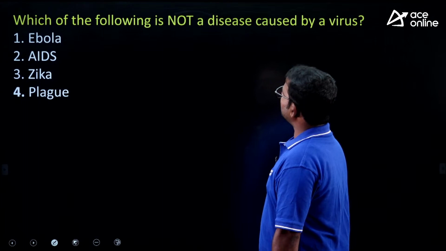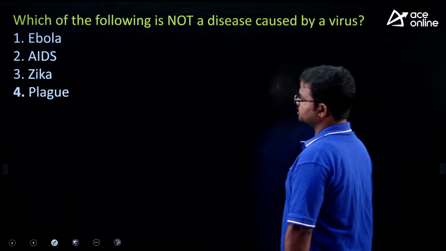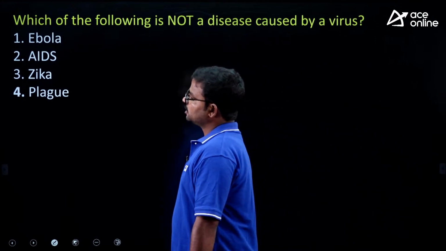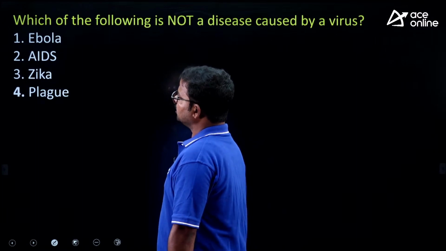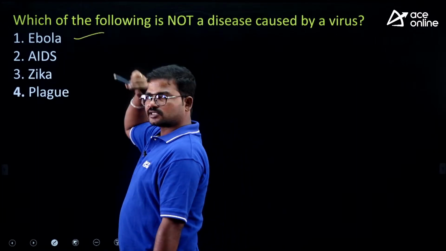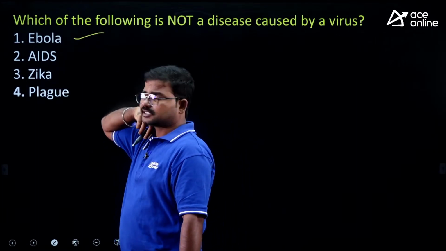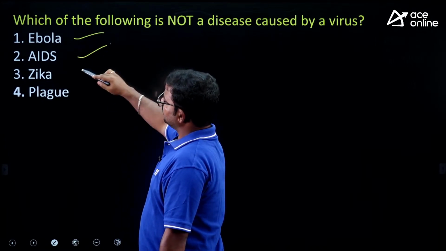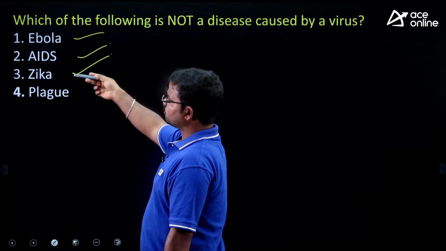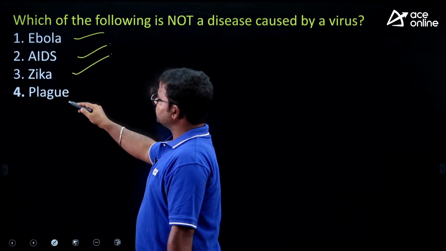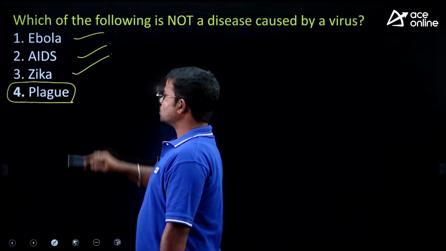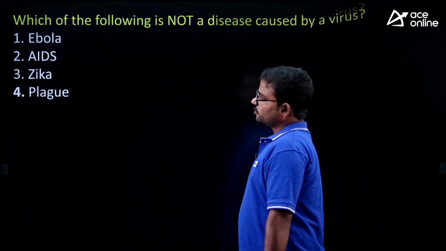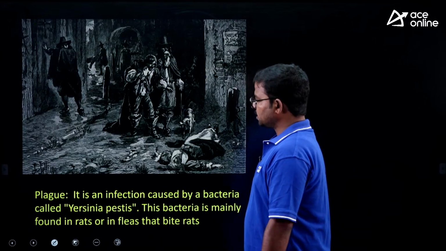which of the following is not a disease caused by a virus? So here they mention Ebola, AIDS, Zika, next plague. So Ebola, this one is caused mostly by viruses, na? Ebola virus. Next AIDS is also caused by a virus. Next Zika, of course, Zika virus is there. Okay, so what about plague? So this one is caused by bacteria. Okay, so that's why we have to consider option 4 is the right answer.